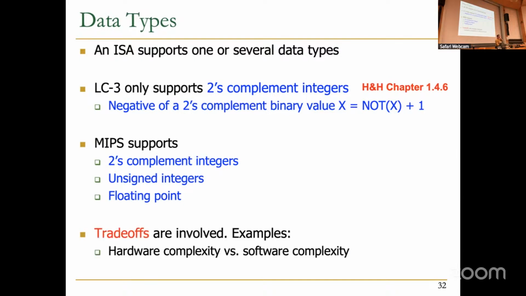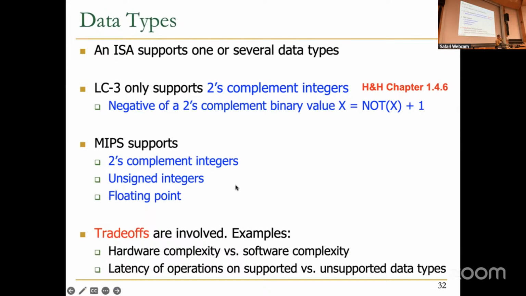Again, hardware complexity versus software complexity. If you have lots of data types, hardware becomes more complex. But software may be easier because in software, you may have different types of things. For example, you may have a matrix as a data type, right? None of these are supporting matrices, but some of the advanced matrix extensions that are incorporated into general purpose machines today are supporting matrices because of the importance of machine learning.